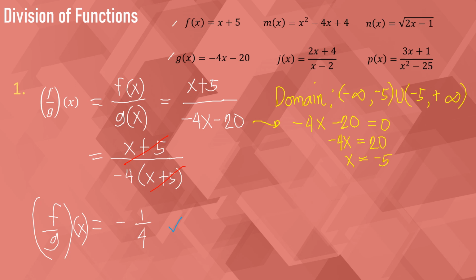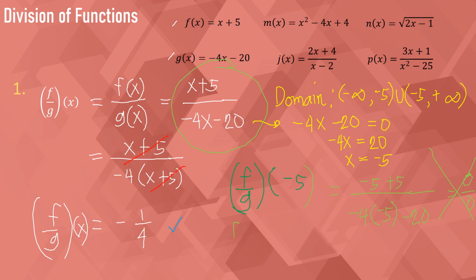Therefore, if we have f over g of x where x is equal to -5, you will now realize that when you go back to the original function here, (x plus 5) over (-4x minus 20), it will become undefined. So -5 plus 5 over -4 times -5 minus 20. You see, 0 over 0 cannot be, making it undefined.